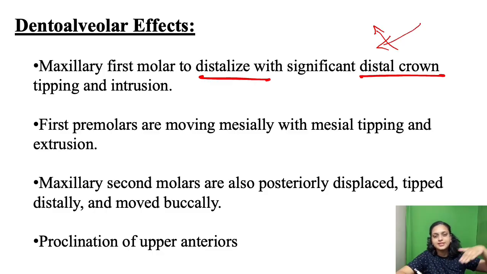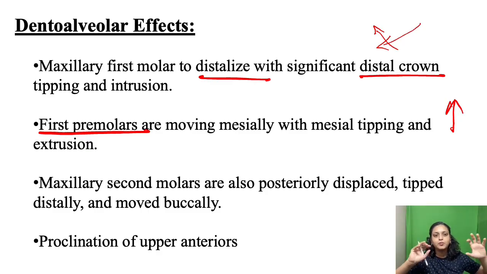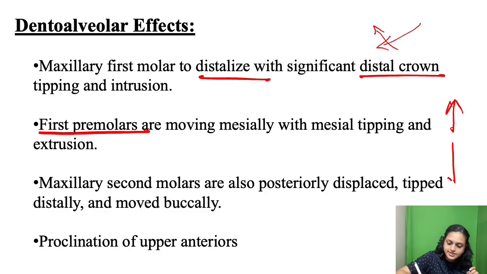The distal side will intrude, the mesial side is going to extrude. That's what it means. Next, the premolars are going to move forward because there will be a reciprocal effect. The molar is literally pushing the premolars front and going back. So what happens is there is a movement like this. The molars are moving like this, the premolars are moving in the front.